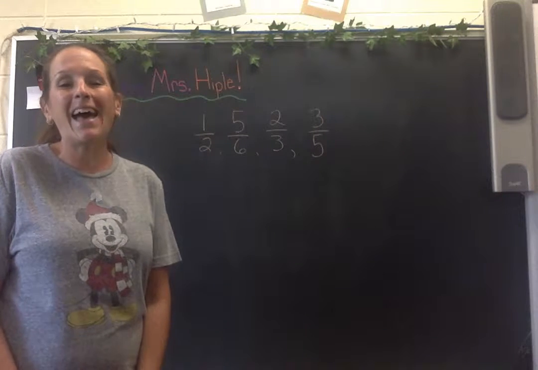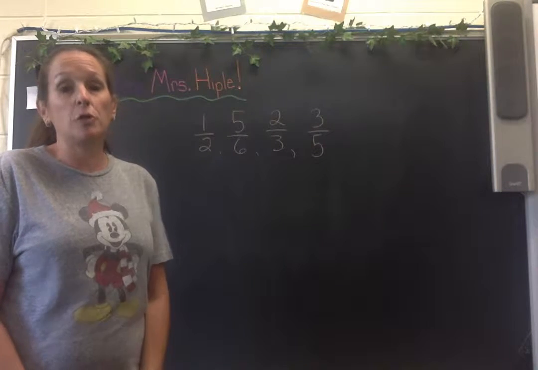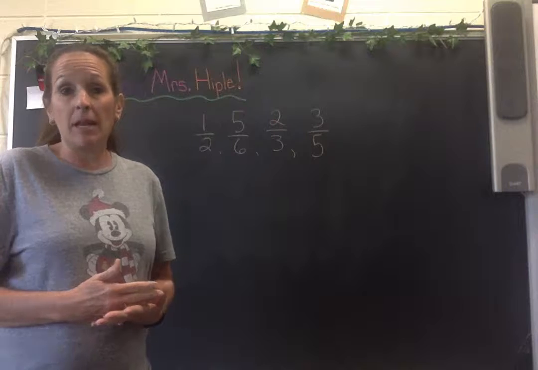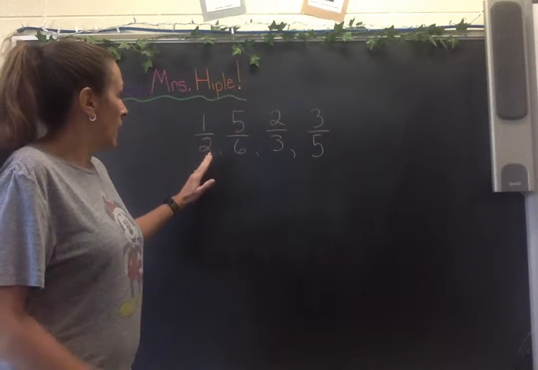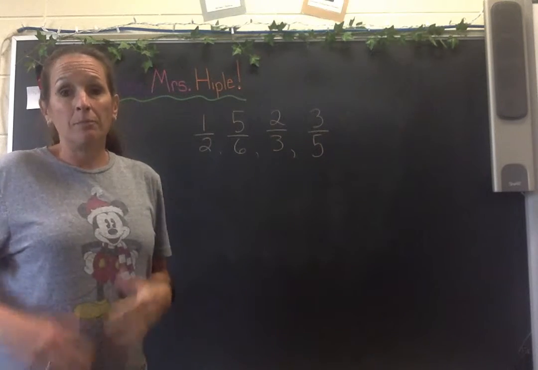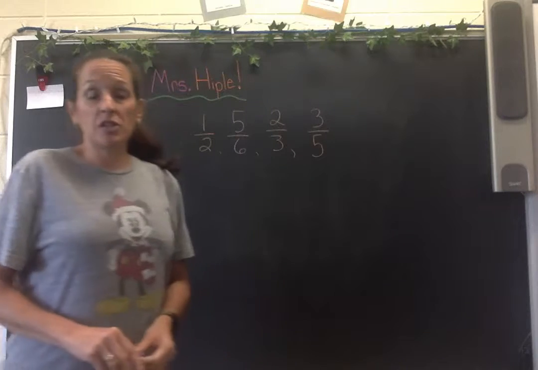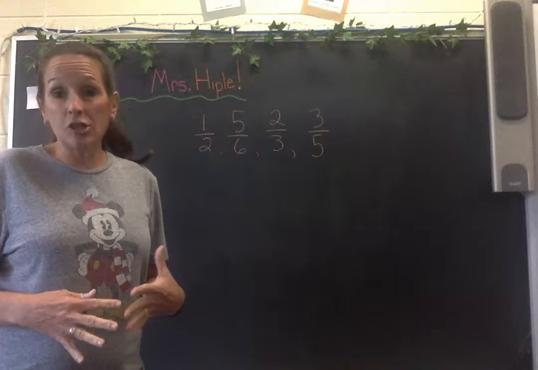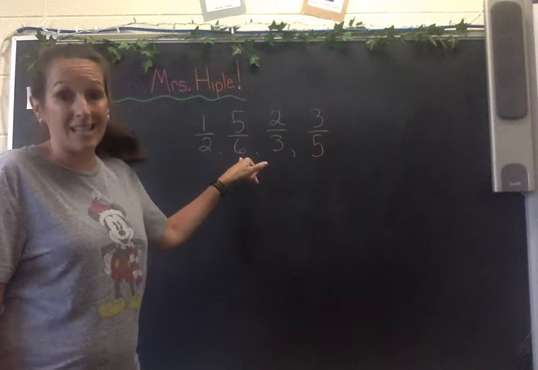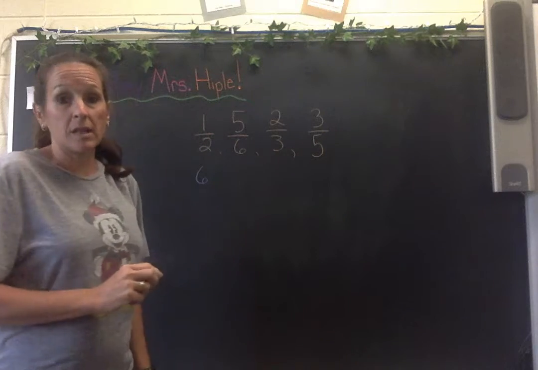So today in math, you were practicing ordering fractions from least to greatest. Remember, the most important thing to remember is that you have to have a common denominator. So let's look at our fractions: 1/2, 5/6, 2/3, 3/5. I need to make a common denominator. The easiest way to do that is to start with the largest denominator, and the largest denominator is 6. So I'm going to start listing the multiples of 6.